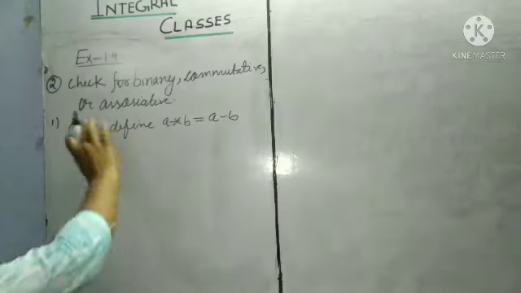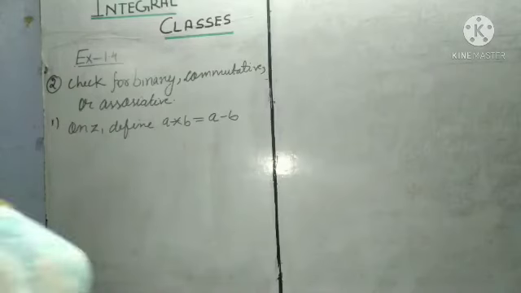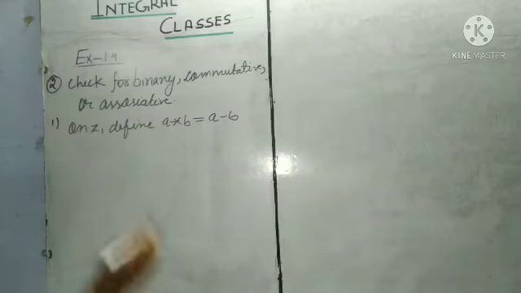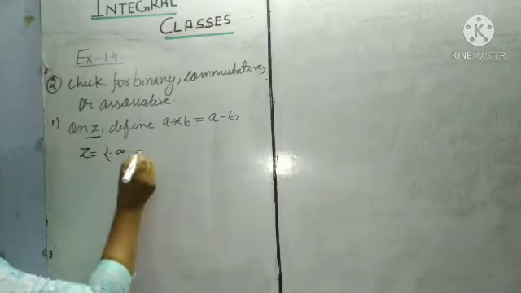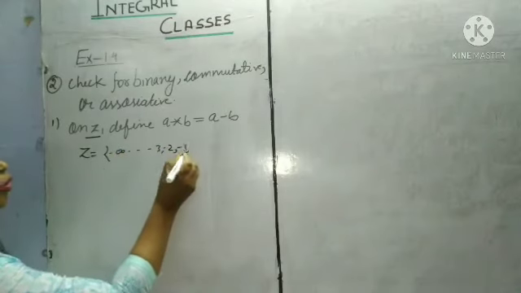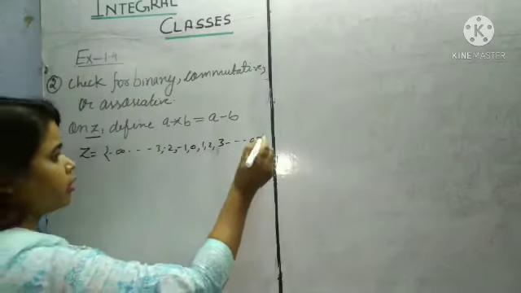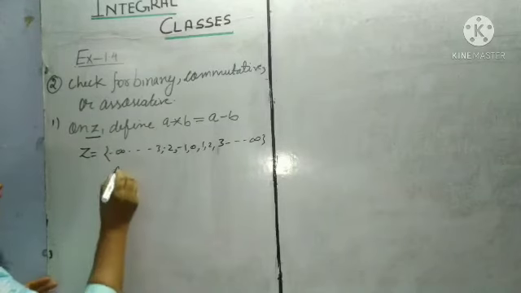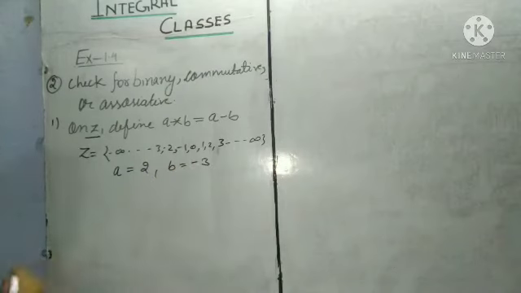Question number 2, check for binary, commutative or associative. First we will check whether it follows the binary operation or not. Then we will apply the properties commutative and associative. So now here is Z. We know that Z is the set of integers and it goes from minus infinity to plus infinity. Now we will choose any two numbers from this set.